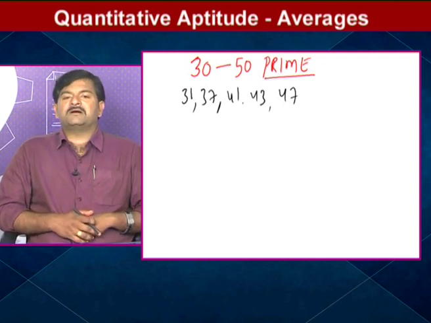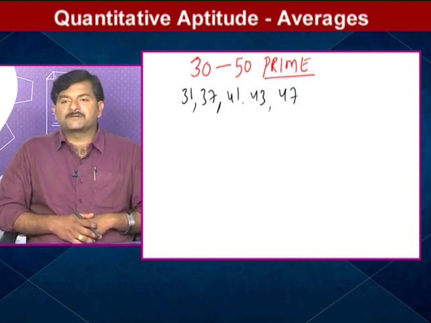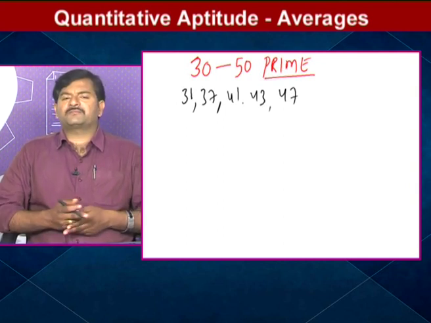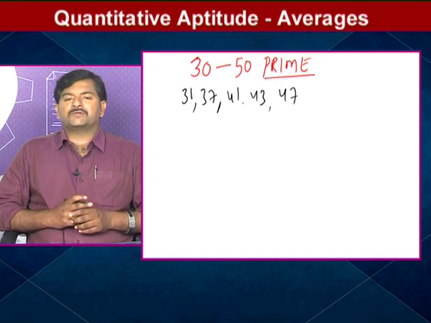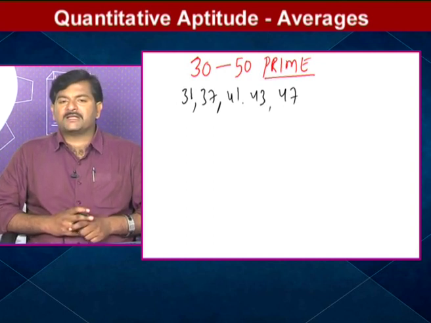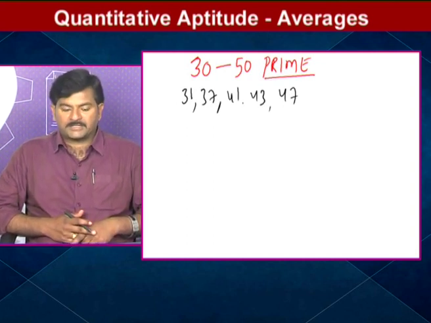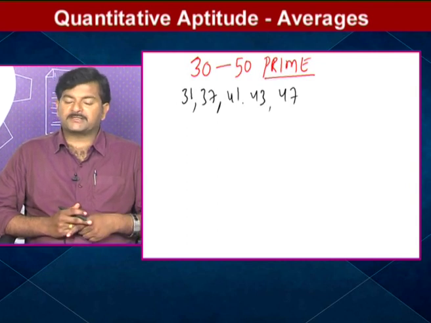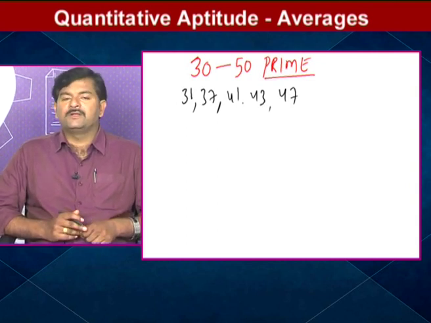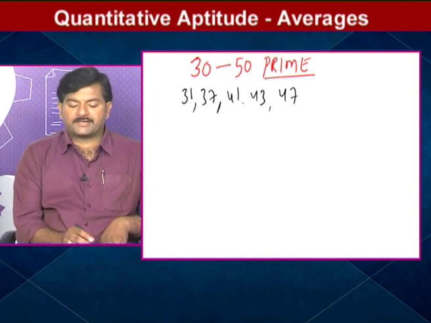Yes. So these are the 5 prime numbers between 30 and 50, or you can say from 30 to 50, anyhow both are the same. So these are the prime numbers. Are we getting any other prime number? 31, 37, 41, 43, 47. It's clear. Okay. So now we'll find the average of all these.